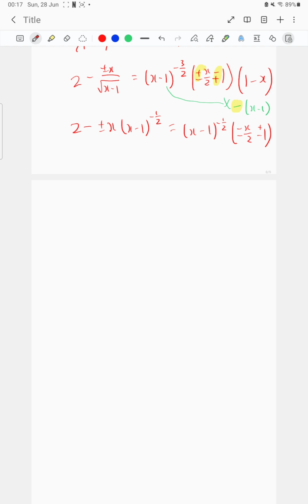So as you can see, we can factorize again, because the left hand side and the right hand side, they have common terms. So let's factorize again. So 2 equals plus or minus x minus 1 to the negative a half times negative x minus or plus x over 2 plus or minus 1, and then what, because the left hand side is minus, so we put it to the right hand side, which is plus now, so it's just plus or minus x.